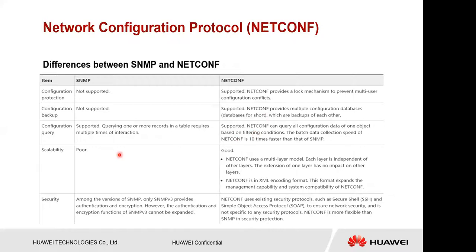In terms of scalability, SNMP is poor, but NETCONF is good because it has a multi-layer model and is in the XML encoding format. And the last part is in terms of security, where among the versions of SNMP, as I mentioned just now, only SNMP V3 provides a secure connection, with authentication and also encryption. Also, NETCONF uses security protocols such as SSH to initiate the connection and Simple Object Access Protocol to ensure the network security.